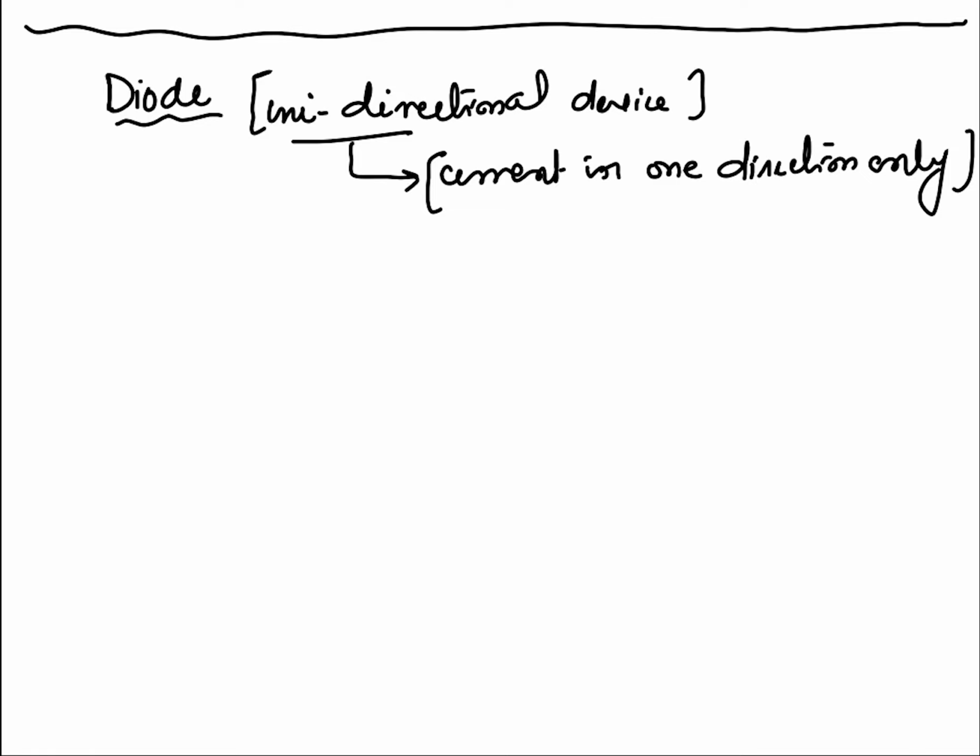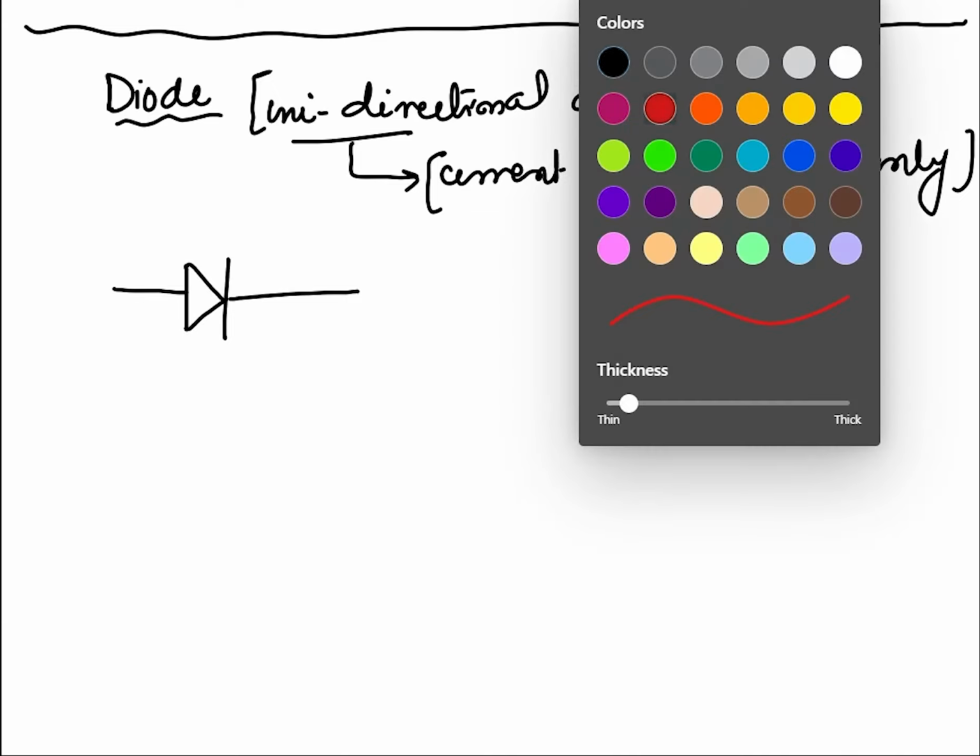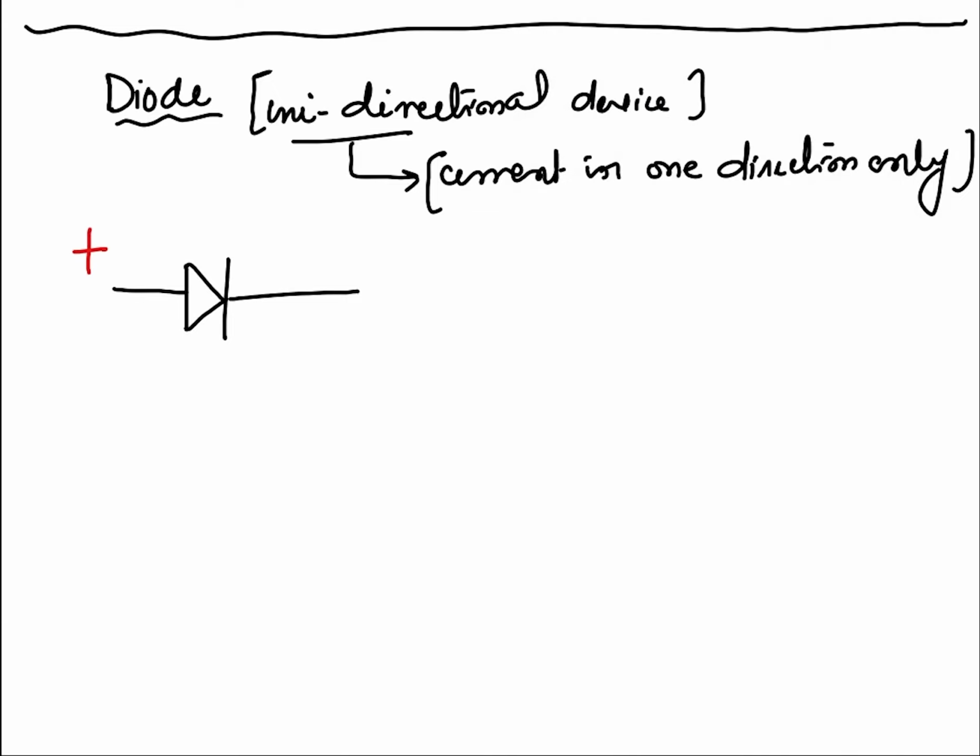Okay, and similarly, let's move towards the diagram. What does it look like? So, a diode looks like this. The electric symbol for the diode will look like this. Now, this terminal is known as the positive and this is the negative one. Now, why is this unidirectional? Because it only allows the current to flow in one direction only.